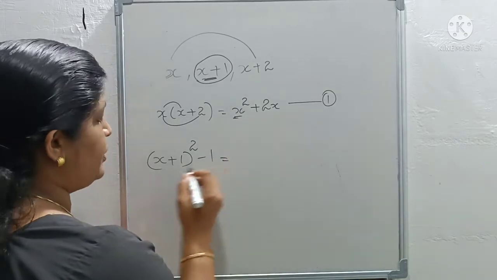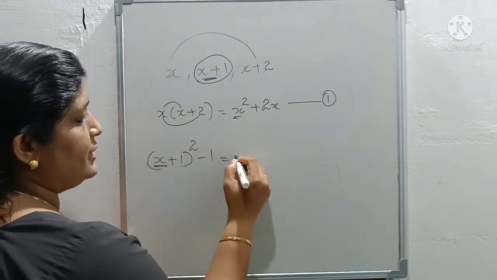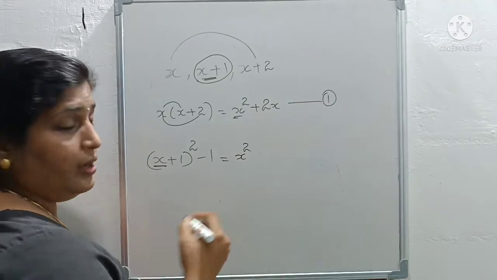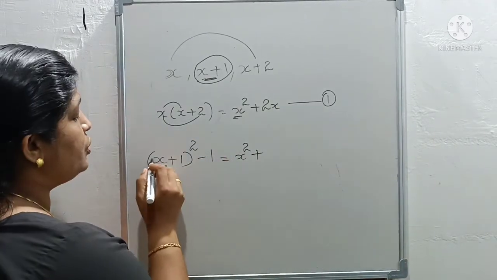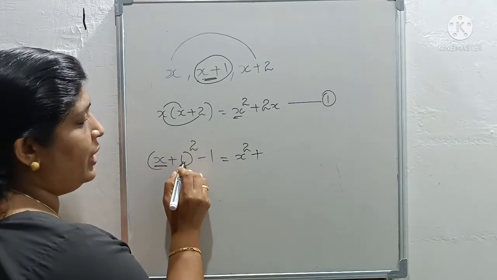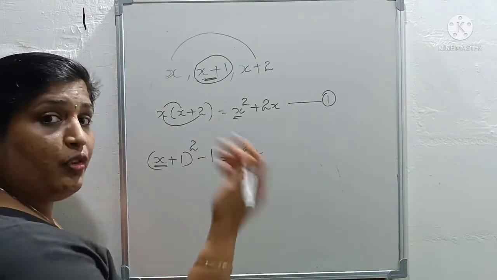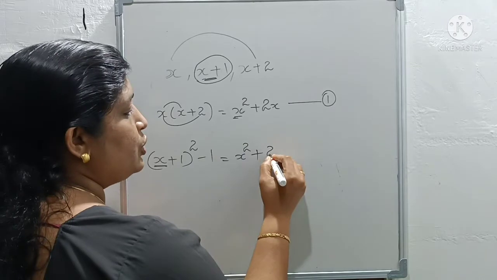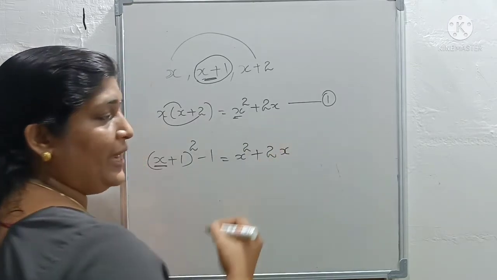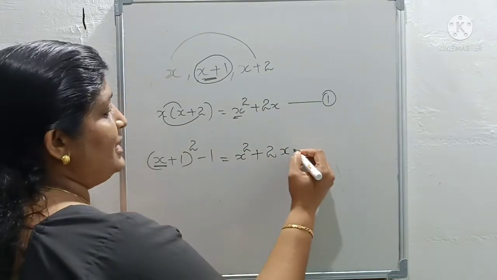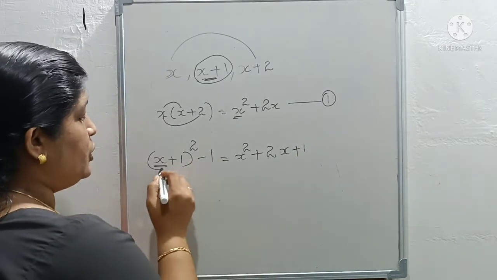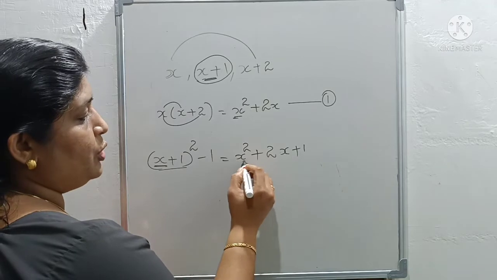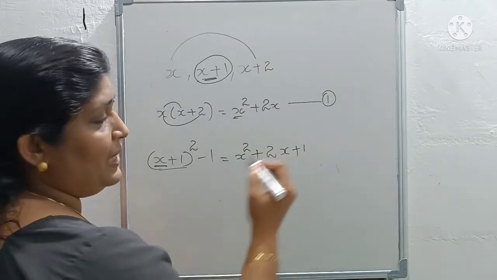(x+1) whole squared is the first term squared, x squared, plus 2ab, so 2 into x into 1, which is 2x. Then plus 1 squared, that is equal to 1. So (x+1) whole squared is equal to x squared plus 2x plus 1.